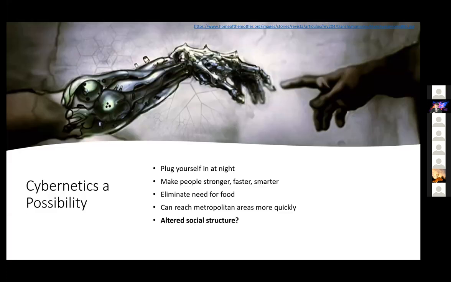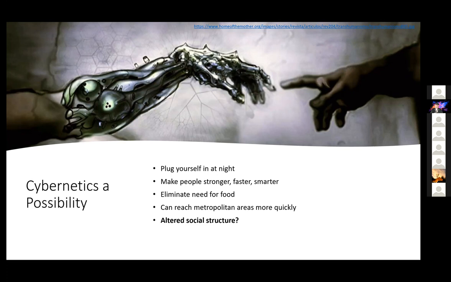Next, going a little bit even further into the future, cybernetics. Now imagine if you don't have to have food and you don't really need that much water. You can plug yourself in whenever you get low on energy. That eliminates the disease, the time spent digesting, eating, finding, the risks, maybe the battles over who gets the food. And you can make people stronger, faster, smarter.